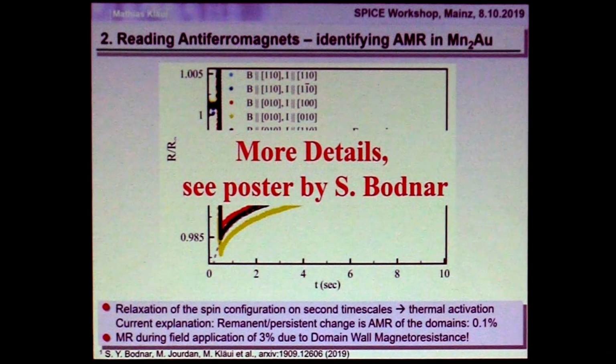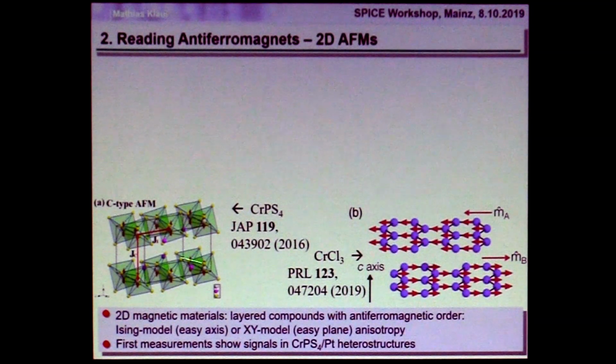Now we've done this in bulk crystals, we've done this in thin films, but also now in 2D materials. So here are two very interesting 2D materials that we work on, chromium chloride and chromium thiophosphate. Chromium chloride is an antiferromagnet that is layered, which means all the magnetization in one layer is pointing in one direction and all the magnetization in the other is pointing in the other direction.